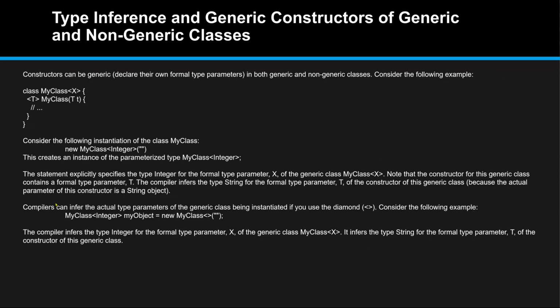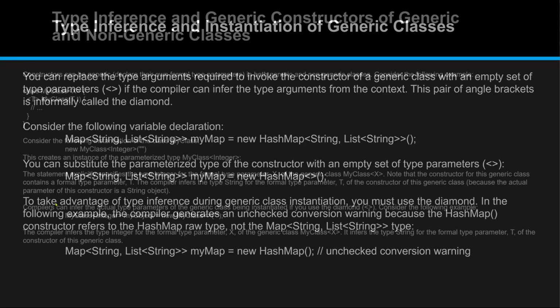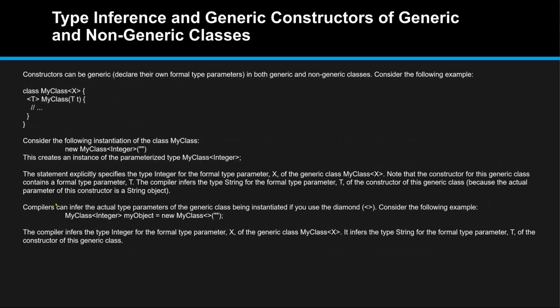Also, constructors can be generic and have their own formal parameter lists. Consider the following examples. Here's another one. It can have its own formal parameter list that is different from the class parameter list.